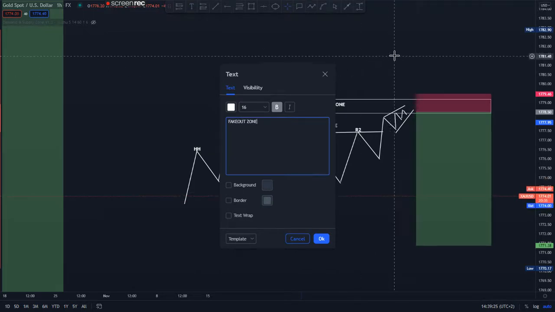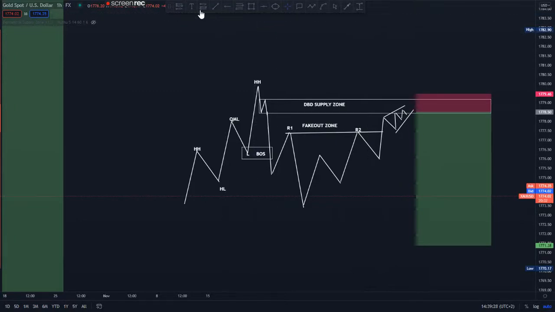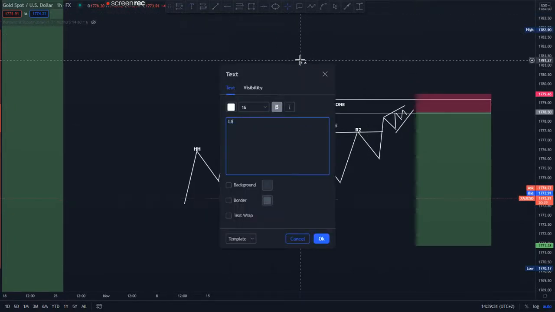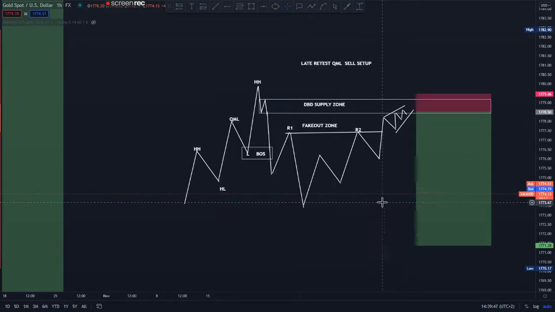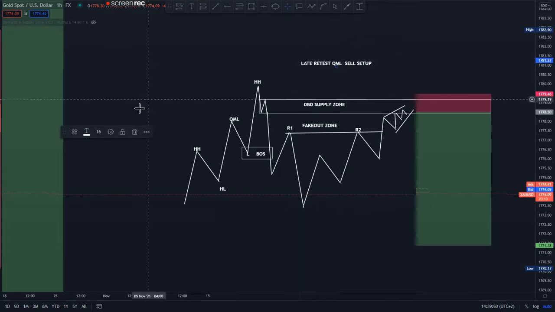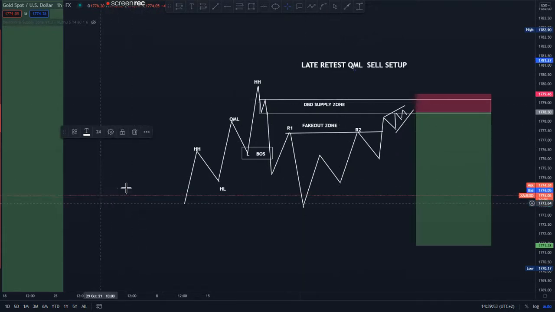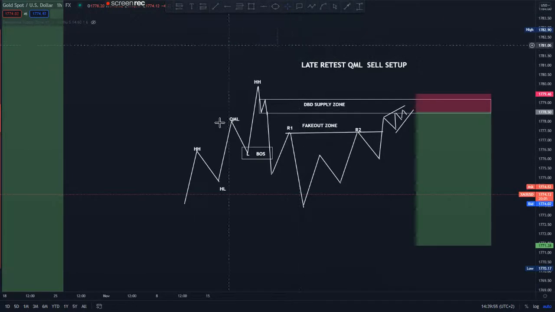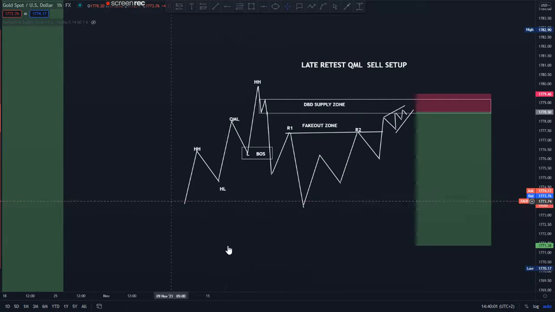Oh, okay, yeah, this is what we call a late retest, a QML sell setup. It's really perfect. It looks really, really clean. Yeah, if you want to take a screenshot, you can. Looks very nice. Yeah. So we had a similar incident actually happening on gold today.